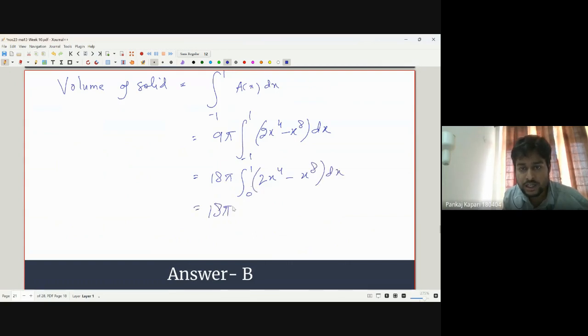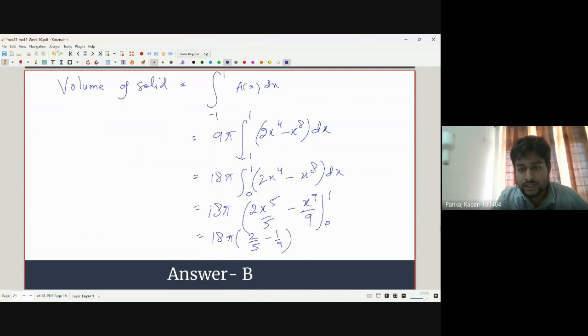So what is this integral? So x to the power 4, the integral is x to the power 5 divided by 5, and this integral is x to the power 9 divided by 9, and then you have to put upper and lower limits. So 0 will give you nothing, and from 1 you get 2 by 5 minus 1 by 9.